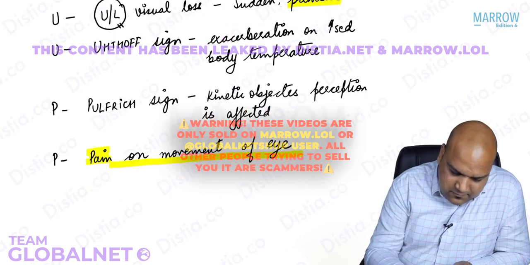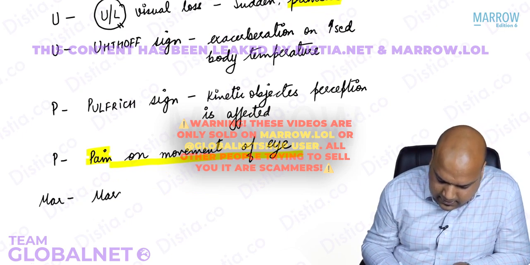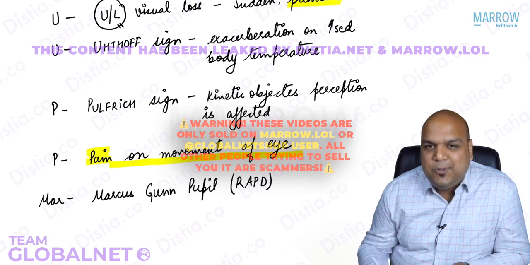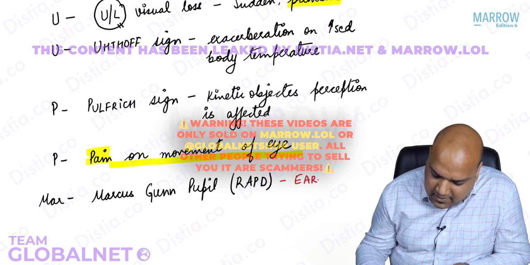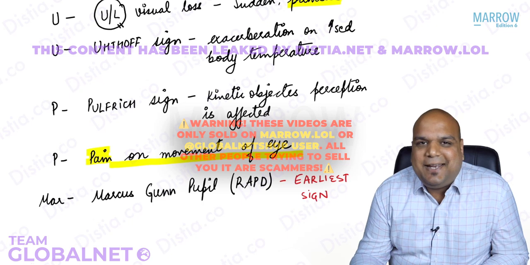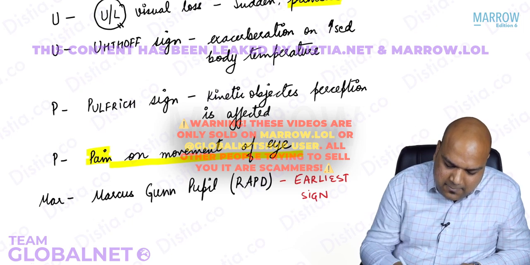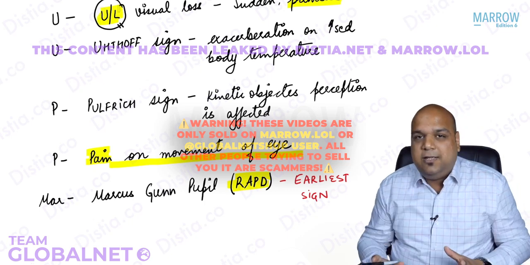Lastly, everybody, I am writing 3 letters, MAR, and I am writing Marcus Gunn pupil, which we have read in part 2, also known as RAPD. Please remember, this is the earliest presentation or the earliest sign which can lead to the diagnosis of a case of optic neuritis, everybody. Yes? Now, if we have understood all of this, there are 2 keywords here. Please remember RAPD as the earliest sign, and please remember unilaterality along with all the other features that you can test.